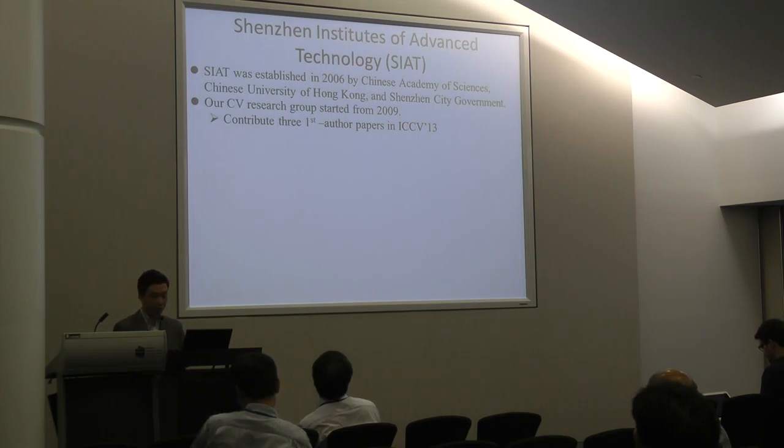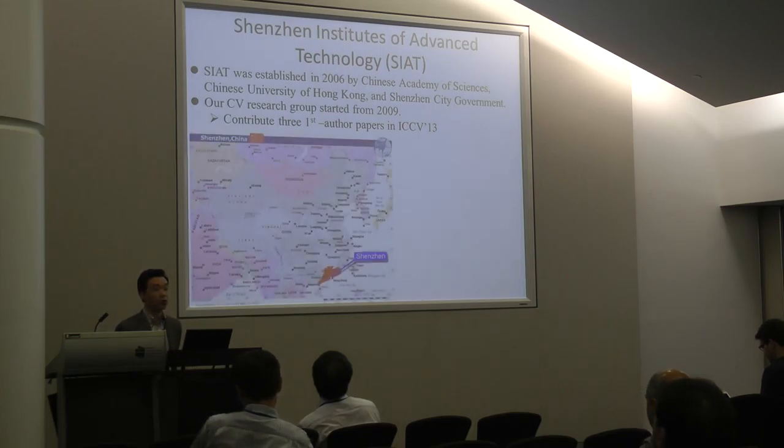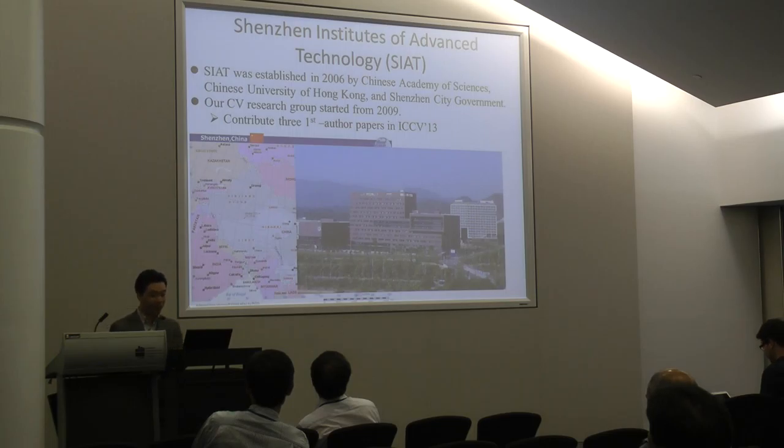This year. And this is the location of Shenzhen, it's very near Hong Kong. So next time if you come to Hong Kong, maybe you can give us a job. From Hong Kong to Shenzhen, it takes about 1.5 or 2 hours, something like that. And that is a photo of the institute, okay?